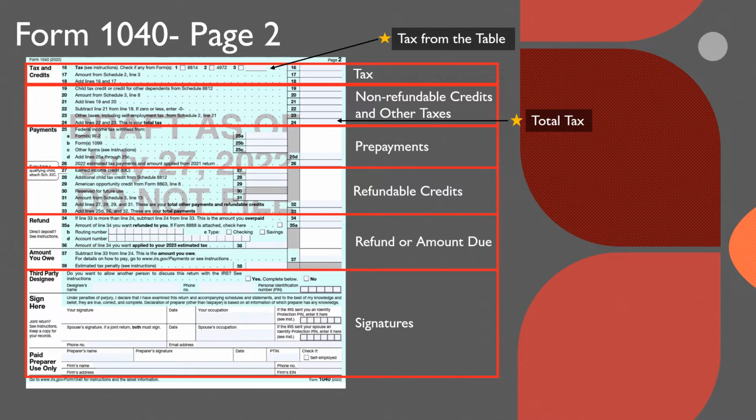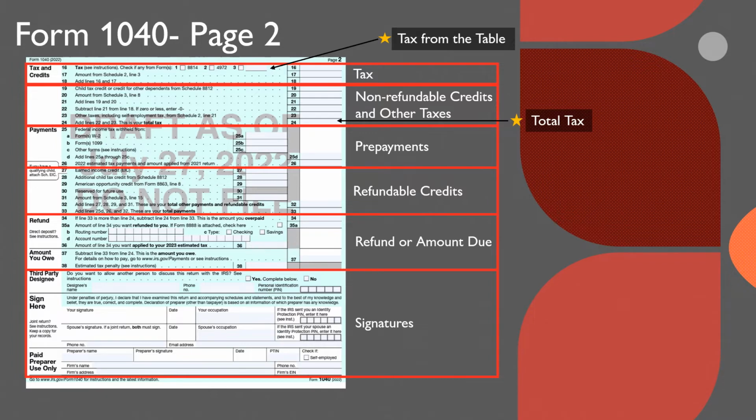The prepayment section comes next. This is where federal income tax withheld will go, such as taxes taken out of your paychecks from employers. The next section is for refundable credits. These credits reduce your tax and can give you money back even if your total tax amount is 0. After calculating your tax and subtracting prepayments and any refundable credits, you will see the taxpayer will receive a refund or have an amount due.